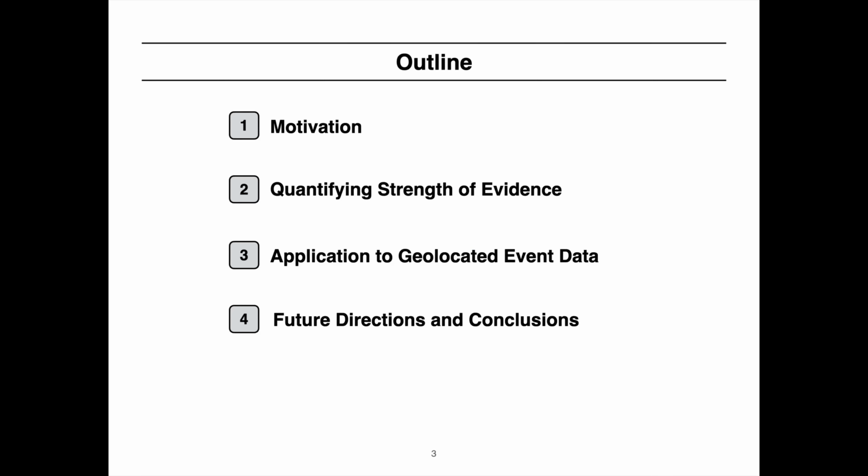Okay, so a quick outline. I'm going to start with a motivation, motivate the problem of statistical approaches to forensic evidence, using DNA analysis, and then show where digital evidence is lagging behind. I'm then going to formalize this notion of quantifying strength of evidence, apply that method to geolocated event data, and then finish up with future directions and conclusions. Okay, so let's start with some motivation.